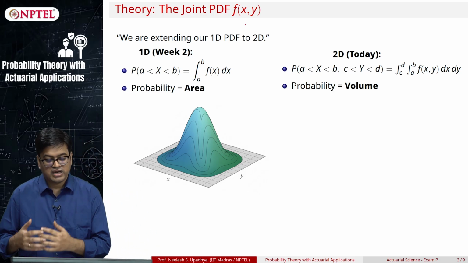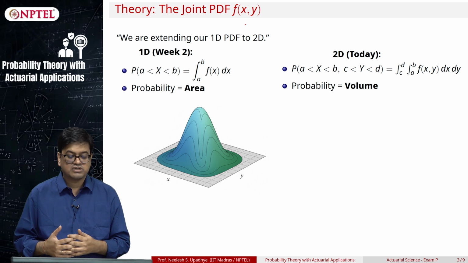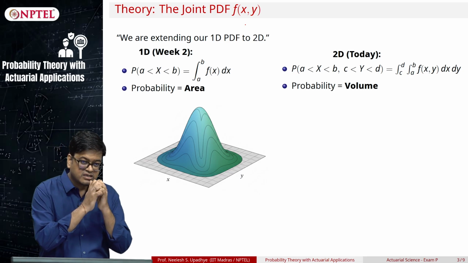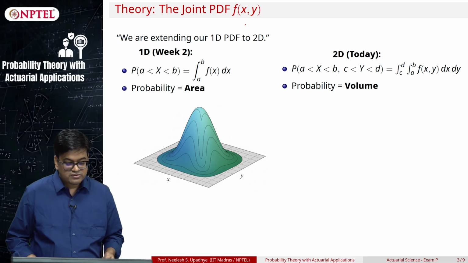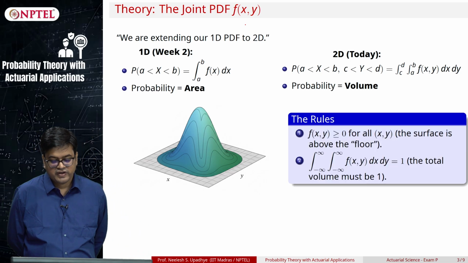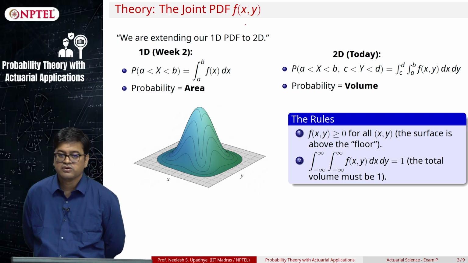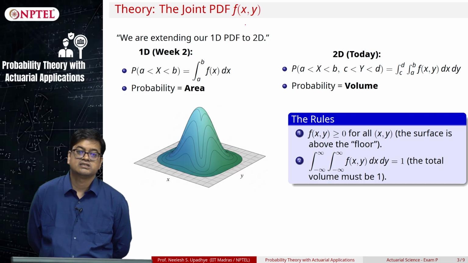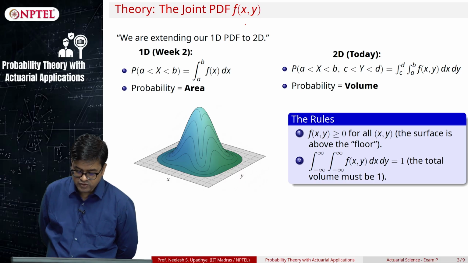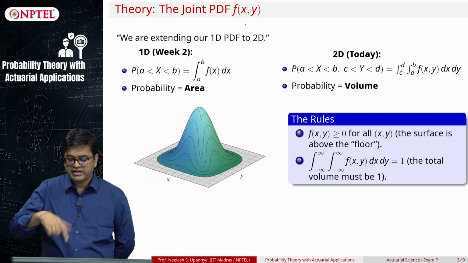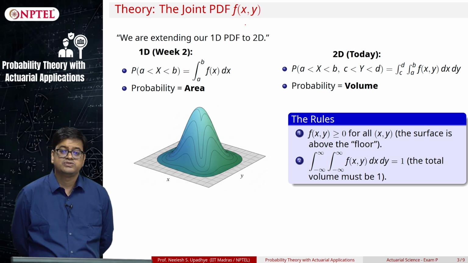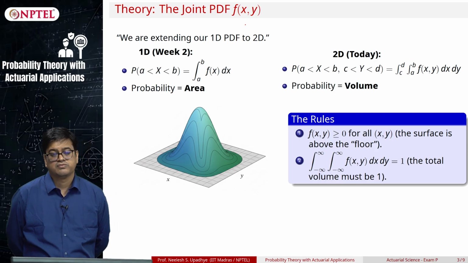Okay. So in order to evaluate the integrals, first we should ensure that the PDFs have similar structure as we were doing with one variable case. So in order to do that, we need to check the two rules of the game. The first one, f(x,y) is greater than or equal to 0 for all x, y, and the surface is above the floor, which means the area covered is positive. And the second is, if you integrate over both the variables, f(x,y) dx dy, then you should get 1 as a value, 1 as an answer.